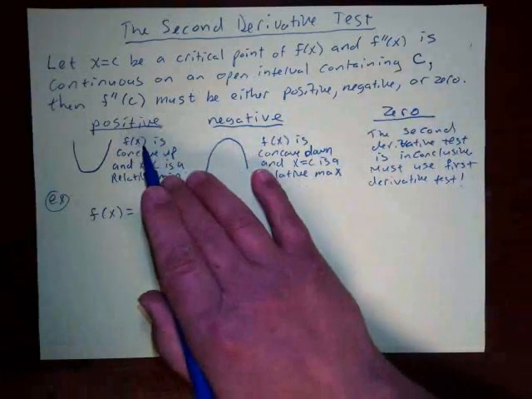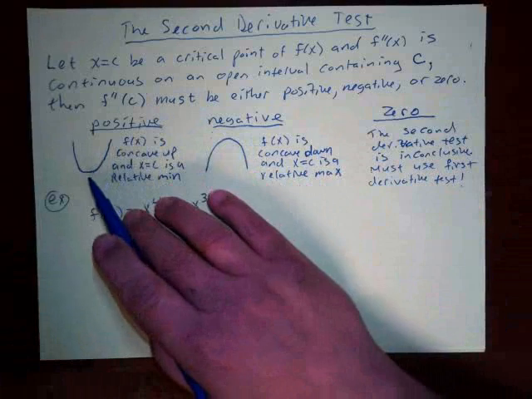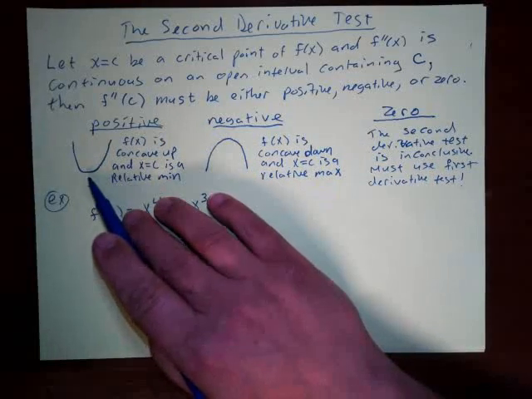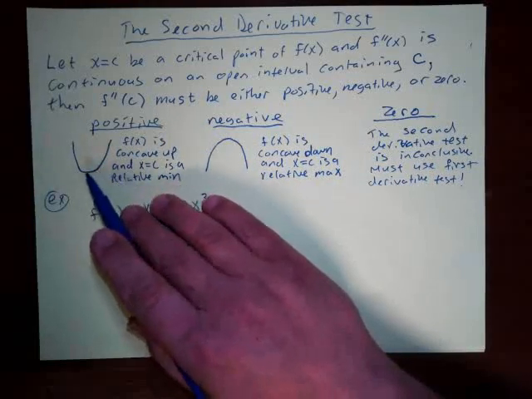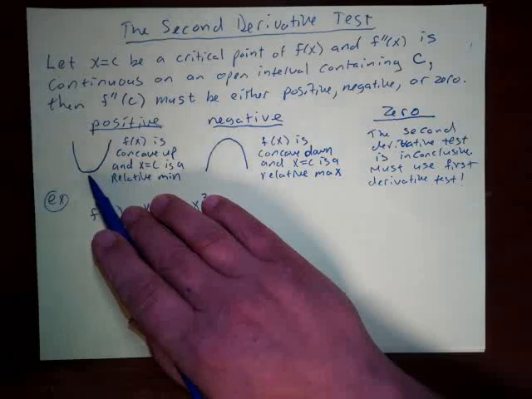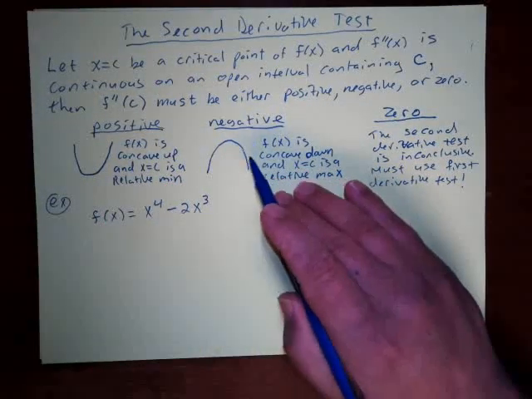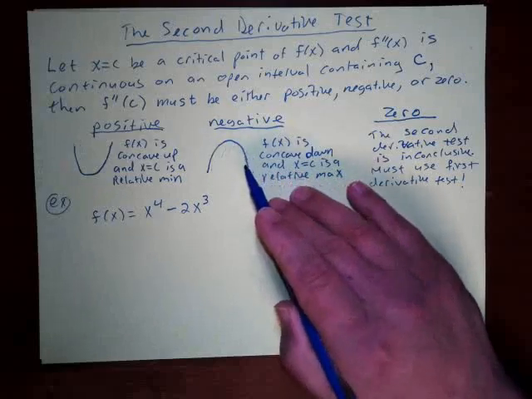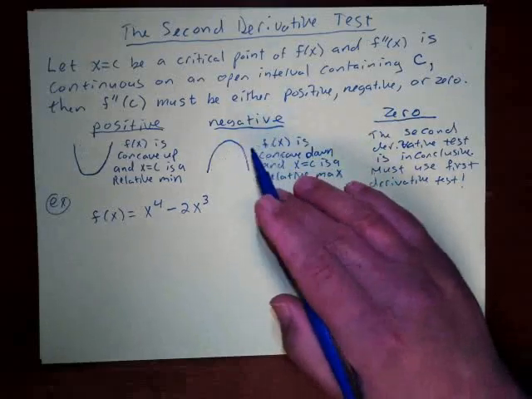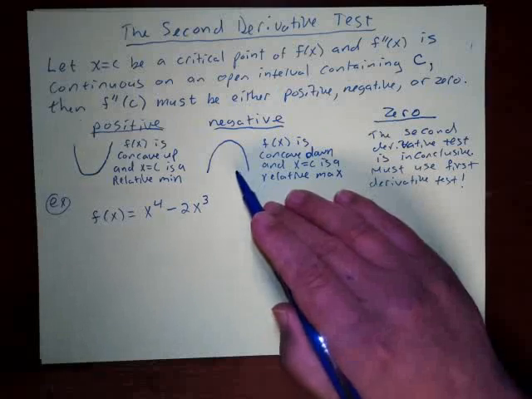So let's just think about it. If it's positive, that means the graph is concave up, right? And if it's concave up, then the critical point has to be a relative min, okay? Now, if the second derivative is negative, it means the graph is concave down, and that would mean the critical point would have to be a relative max.